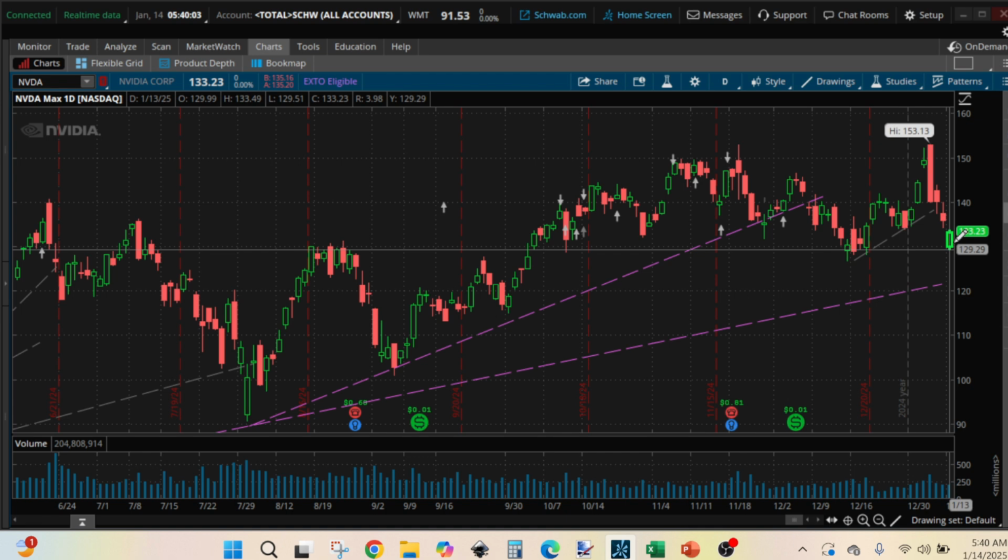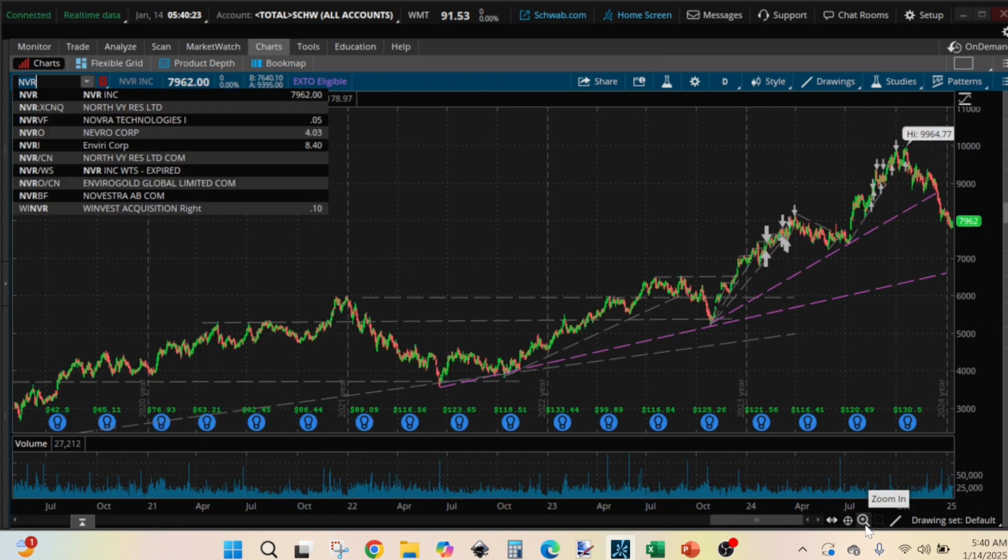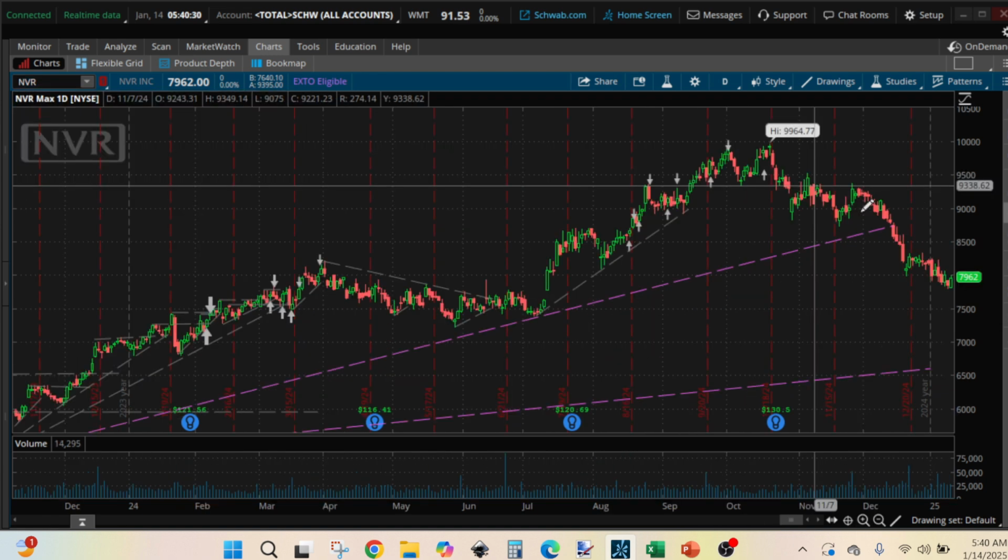The next one is NVR. We have it in our portfolio as well. We purchased it up right there and that trend line ended and it's going down. The next one is RLY. It seems to be following the trend line there, far from where we like to buy. The next one is PCAR. We have it in our portfolio.